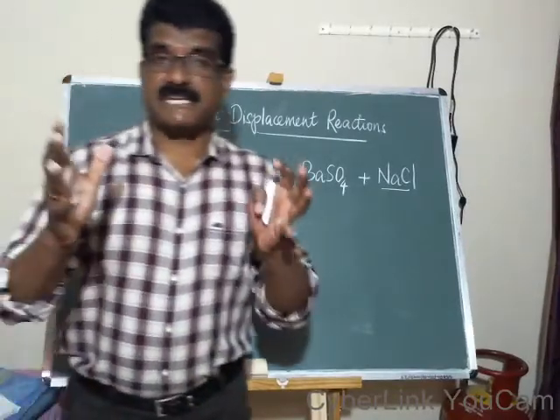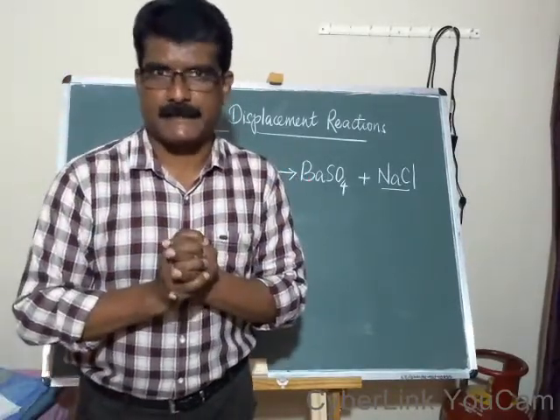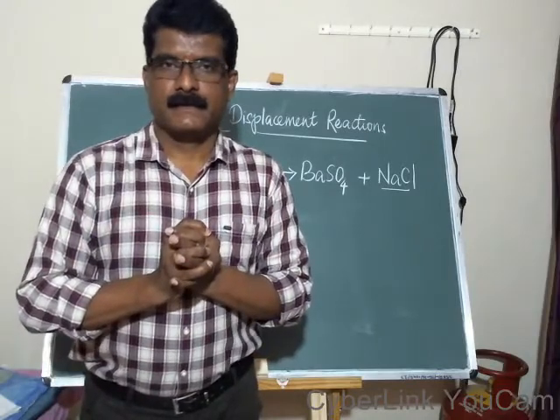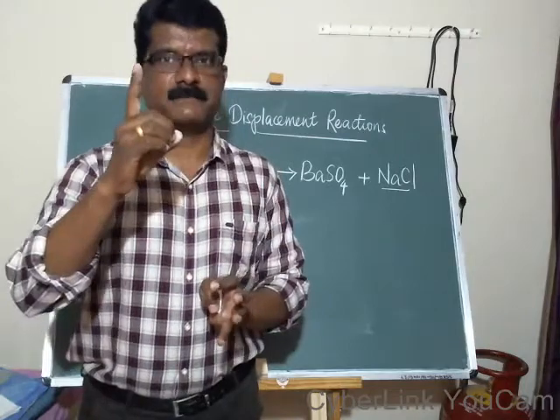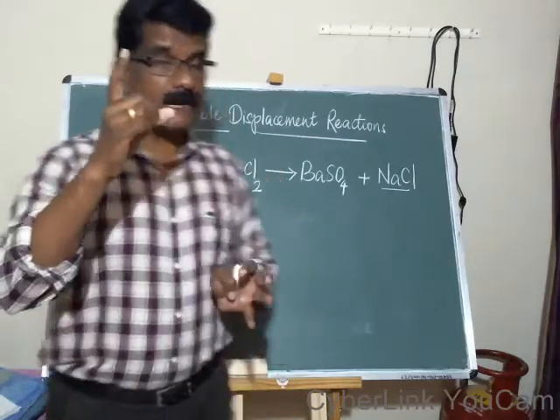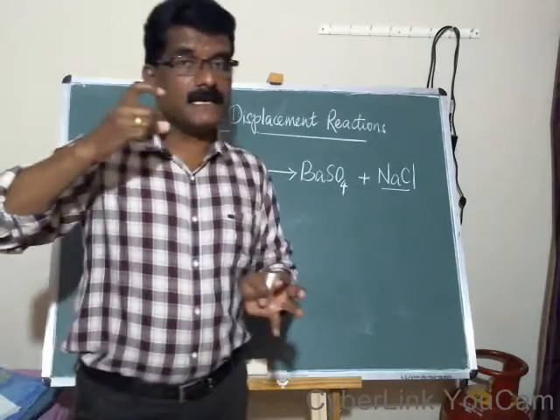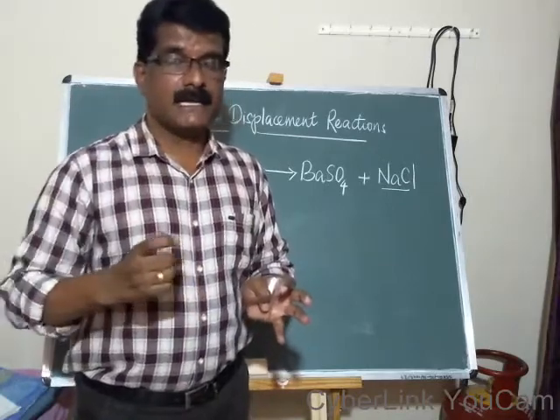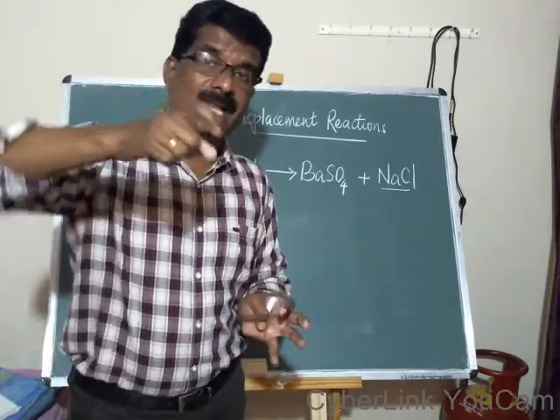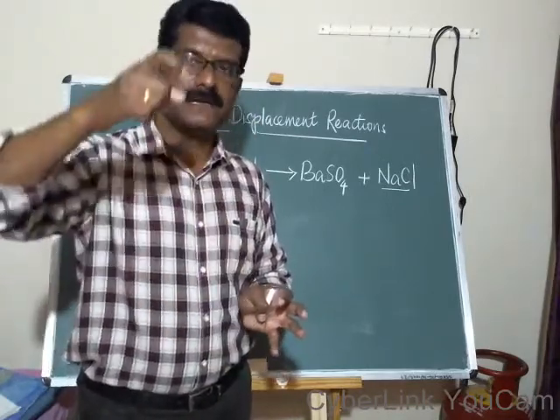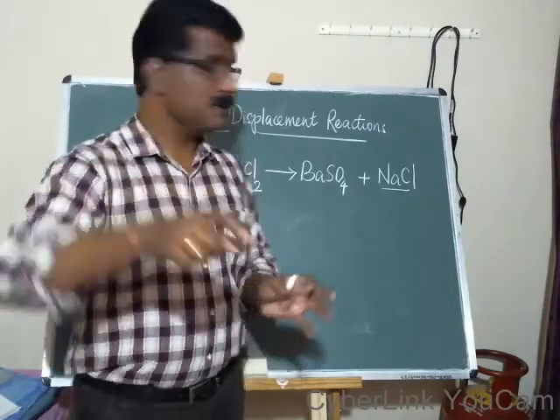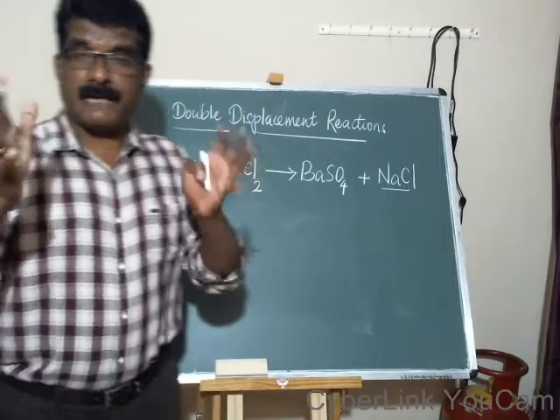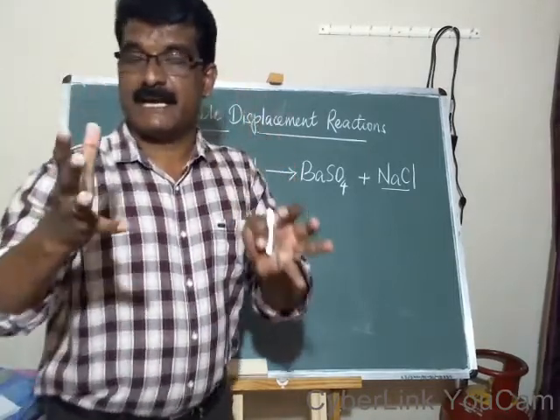Next we will study double displacement reaction. Earlier we studied displacement reaction, that is single displacement. There, one of the reactants was a metal and the other was a metallic salt, for example copper sulfate. Copper sulfate is a metallic salt. Here I will explain double displacement reaction with an example.